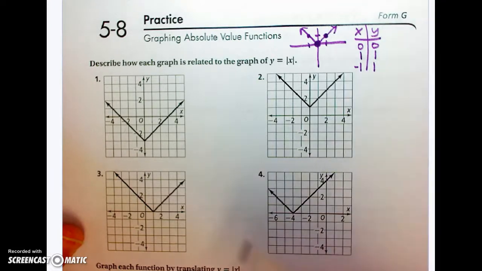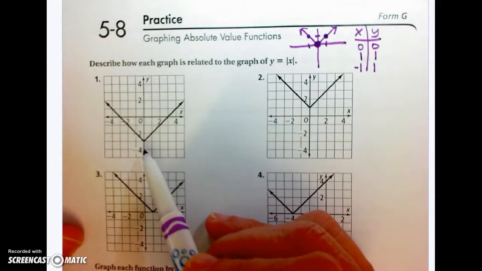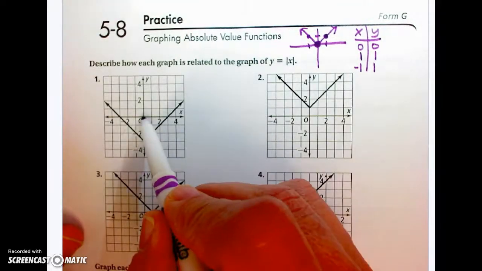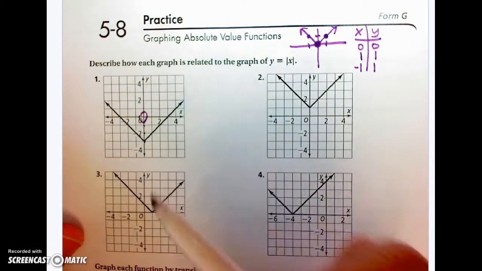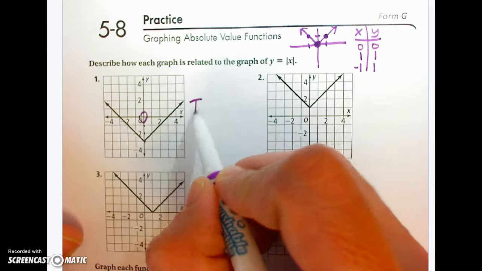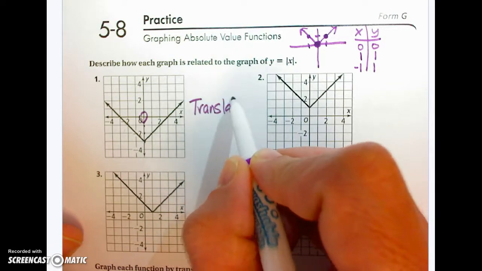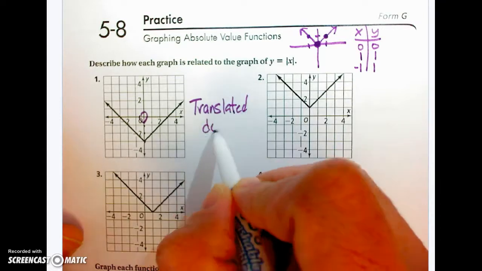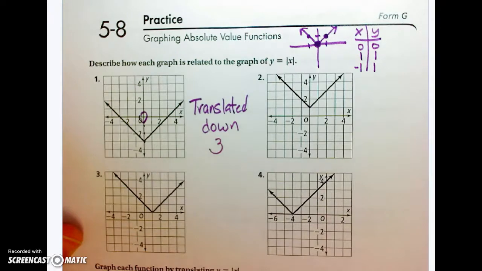So how does this graph get moved? So we look here and we see our origin is right here, and 1, 2, 3. This graph is translated down 3. So you need to write the word translated and down 3 to tell what happened in the graph.